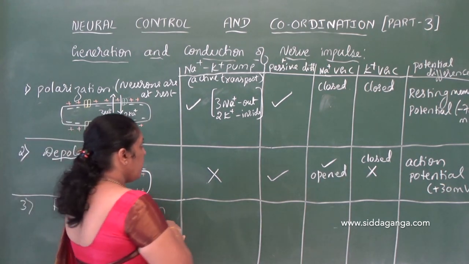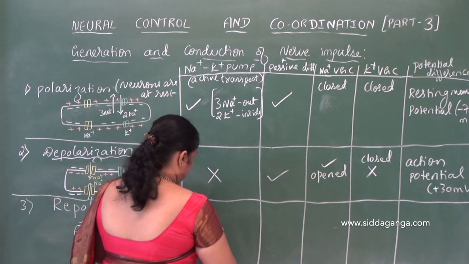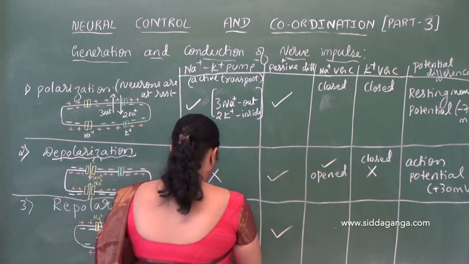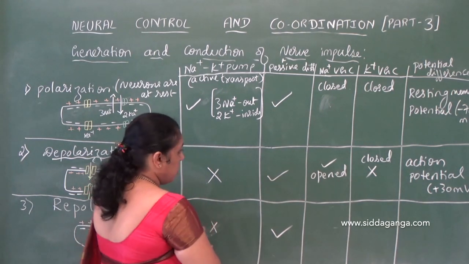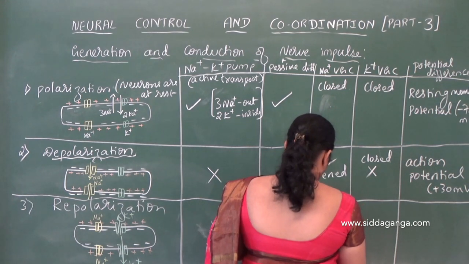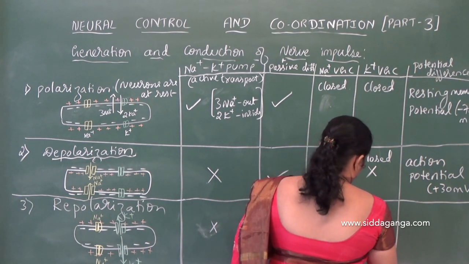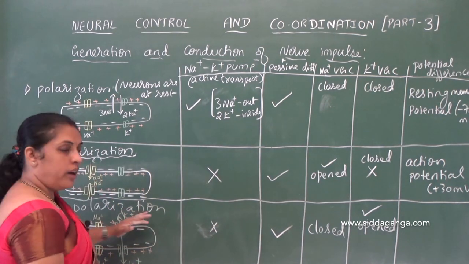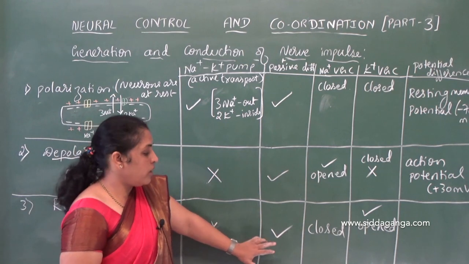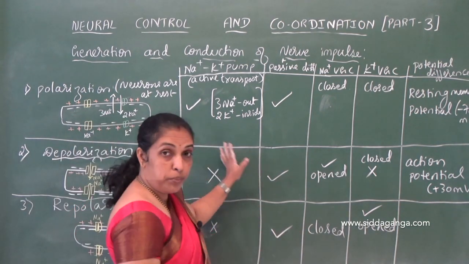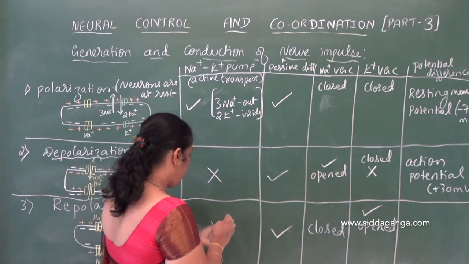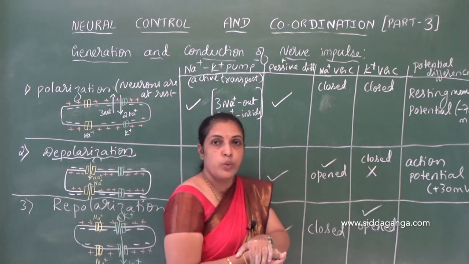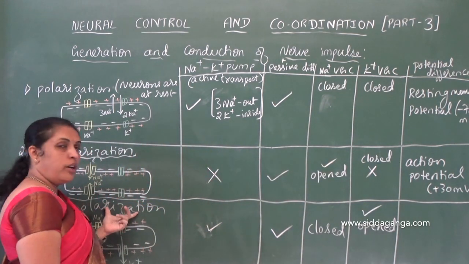So this potassium, passive diffusion occurs. This will be closed and this will be opened. So this happens when repolarization takes place. What happens in repolarization? Passive diffusion is there. The sodium potassium pump is there only in the resting state. Sodium gated channels will be closed, potassium gated channels will be opened. So that the neuron will be in a repolarized state.